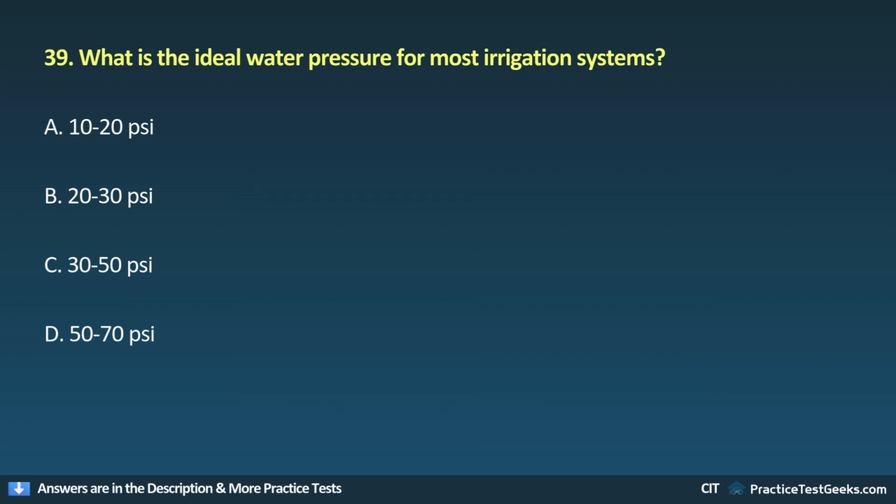39. What is the ideal water pressure for most irrigation systems? A. 10 to 20 psi. B. 20 to 30 psi. C. 30 to 50 psi. D. 50 to 70 psi.